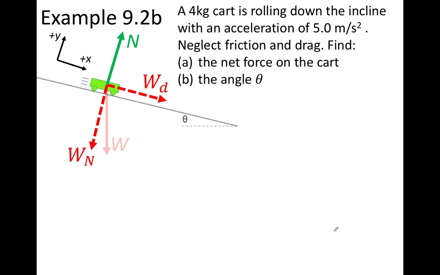So to find the net force, it's very straightforward. We're going to use Newton's second law. Newton's second law says that the net force acting on an object is equal to its mass times its acceleration. We're given the mass as 4 kilograms. We're given the acceleration as 5 meters per second squared. And so the net force is going to be 20 newtons.